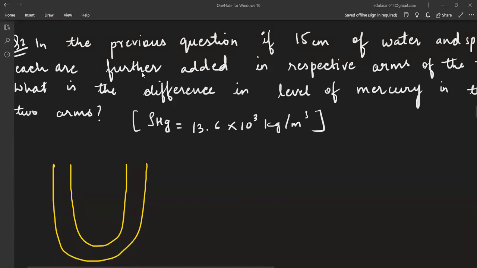See, in this question, it's just that 15 centimeter of water and spirit each are further added in respective arms. All right, so we have to find out what is the difference in the level of mercury in the two arms, and density of mercury is this time given. See, they are separated by mercury.